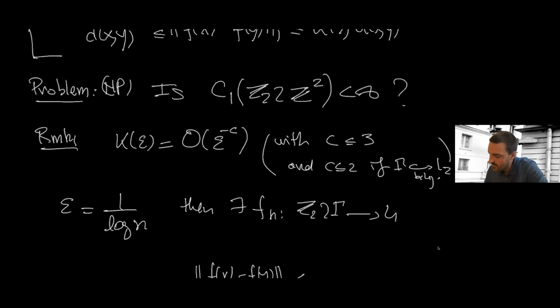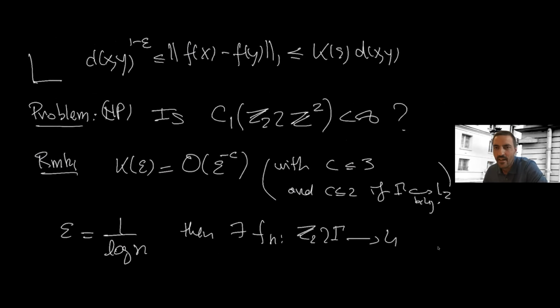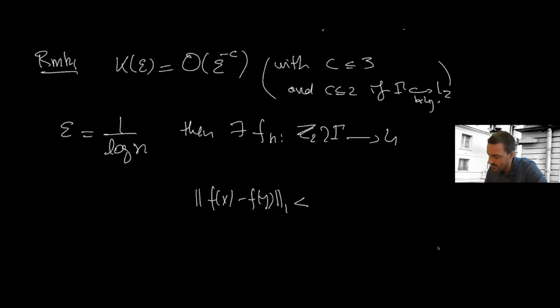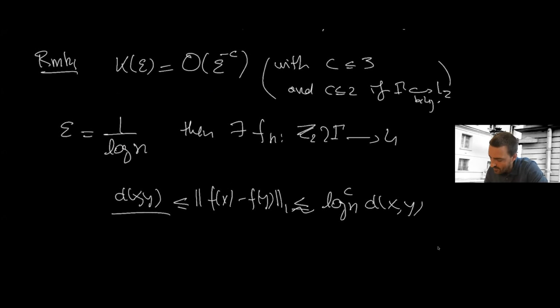So here you have the constant of epsilon. If epsilon is 1 over epsilon to the C, if you take epsilon equals log of n, you would get some constant times log of n to this power C, whatever is the power, times the distance between x and y. And then you would have a lower bound. So the lower bound, you have the distance between x and y over the distance between x and y to the power epsilon. But epsilon is 1 over log n.